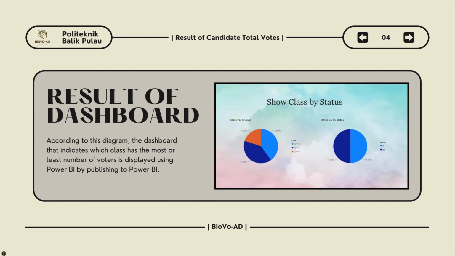So this is the result of the dashboard. It is shown by class status. According to this diagram, the dashboard indicates which class has the most or least number of voters, displayed using Power BI by publishing to Power BI. It will state which class has voted and which class has not voted. We can know the percentage using the Power BI chart as shown here, showing class by status.